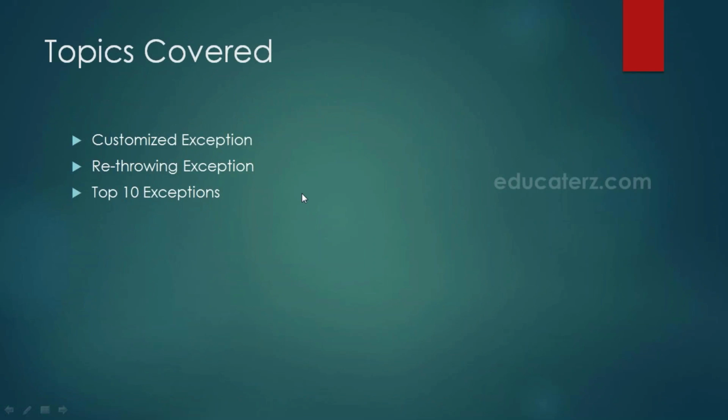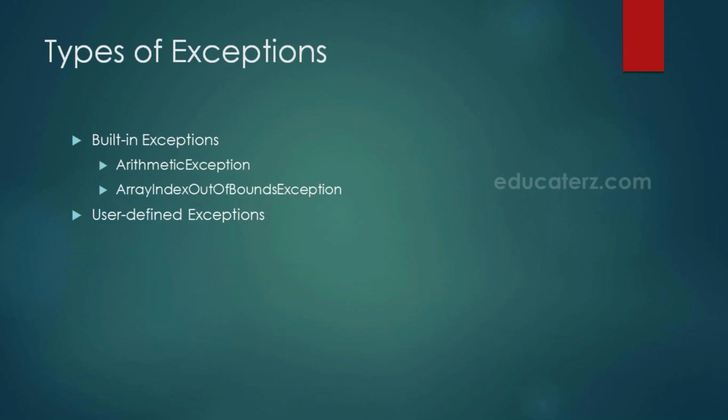In this video, we are going to learn how to write a user-defined exception, how to read through an exception, and the top 10 exceptions. We have different types of exceptions, namely built-in exceptions and user-defined exceptions. Built-in exceptions are those exceptions which are already available in Java, like arithmetic exception and array index out of bounds exception and so on.